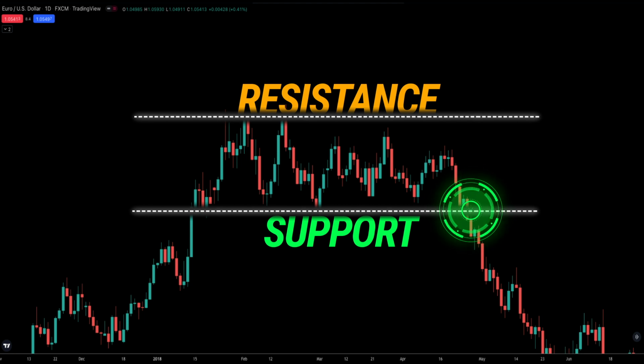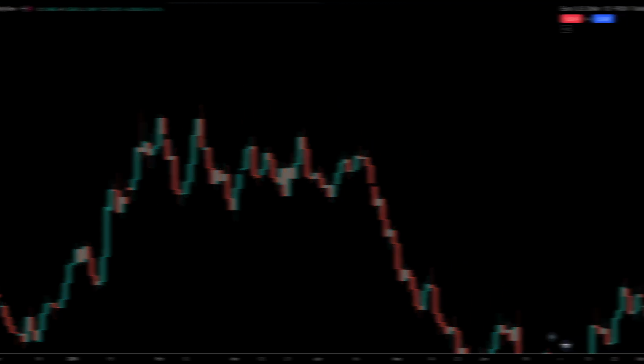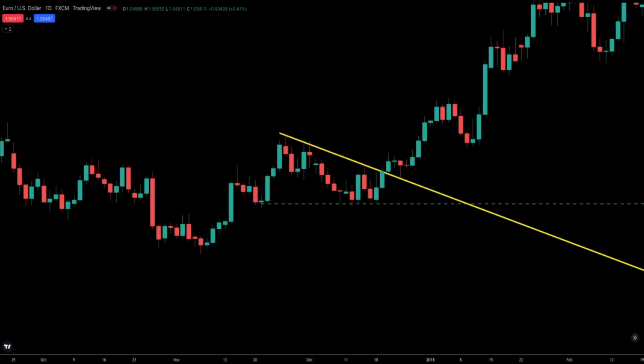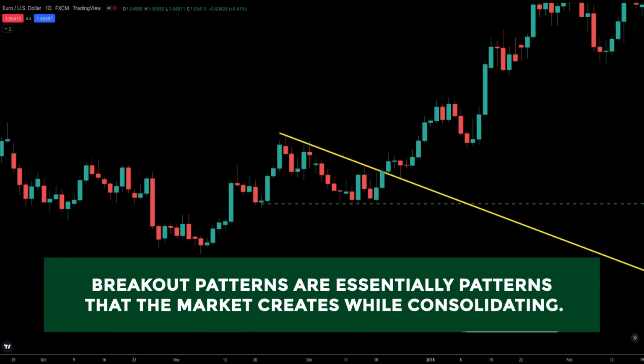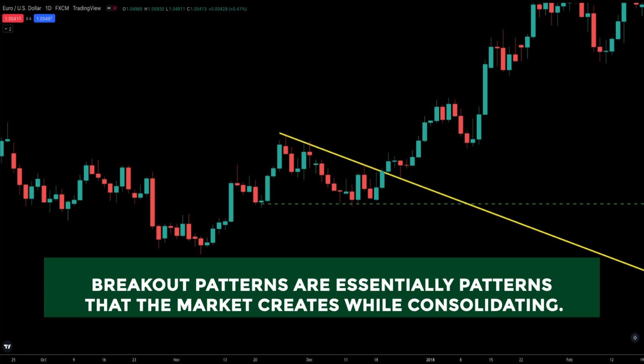Now that you understand what breakouts are, let's discuss how to find these breakout setups. First things first, to find high probability breakout setups, you need to understand breakout patterns. Breakout patterns are essentially patterns that the market creates while consolidating. There are several patterns formed from horizontal and diagonal support and resistance levels.